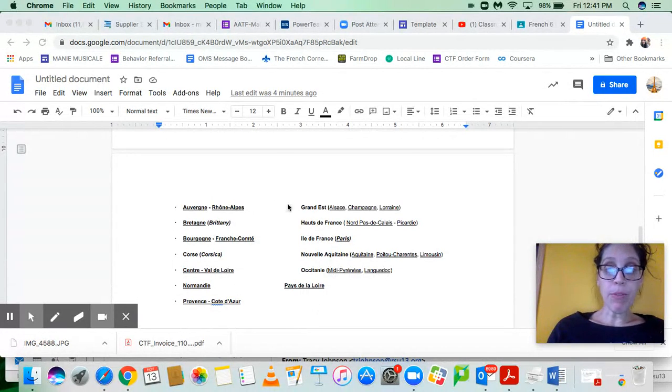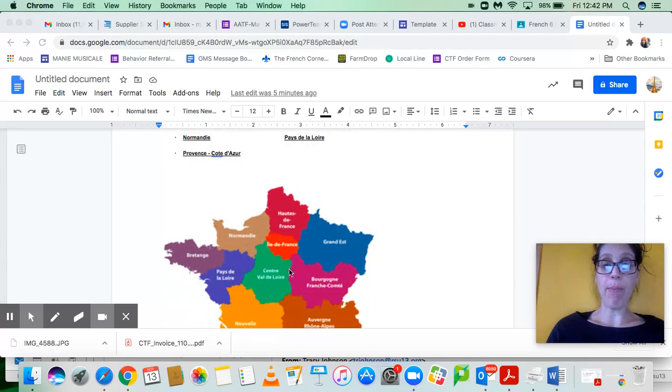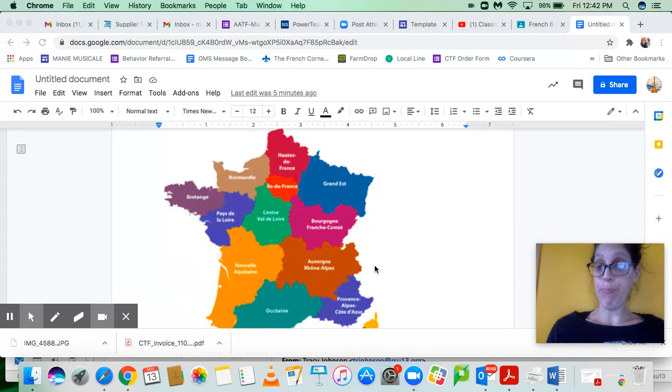Here are the names of the regions. The regions are the ones in bold. And like here, Grand Est has 3 words in parentheses after it. Those were the 3 regions that combined to make the region that's in bold. All right. So I just wanted you to see, because it was pretty recent that this happened, so I didn't want you to get too confused. So the regions are the words that are in bold. Okay. So you're going to choose one of those. And here's the map for you to see them on the map.